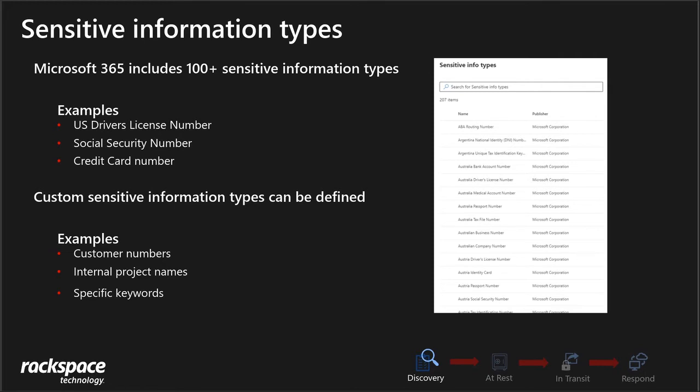There's also the ability to define custom information types, things like, you have a certain pattern for your customer numbers. You may have internal projects, like we said, Contoso Electronics may have some internal project code names or keywords that mean a lot within your system. So you can define those as well, and that allows you to do some customization. Defining these sensitive information types is the final step in that discovery process that we talked about.